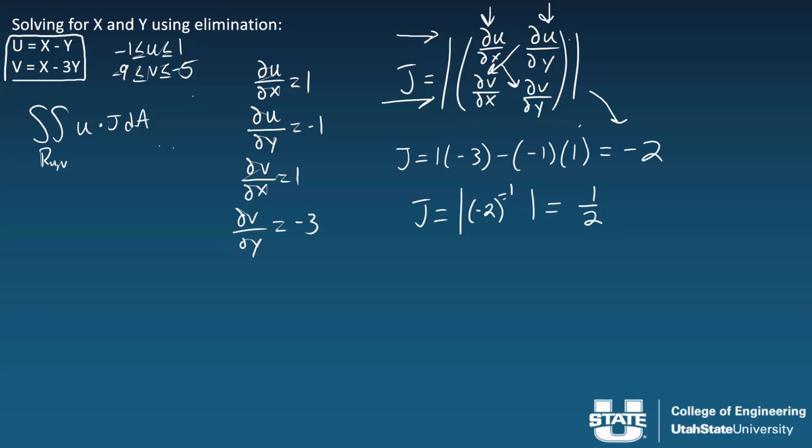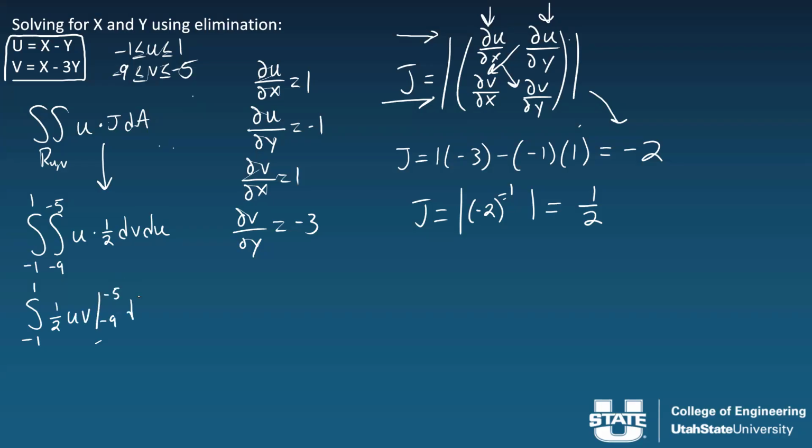All right, so now we can finally integrate this. We're going to integrate from -1 to 1 and -9 to -5 of u times 1/2 dv du. So now it's just a regular double integral. When we integrate with respect to v, we have 1/2 uv from -9 to -5 du.